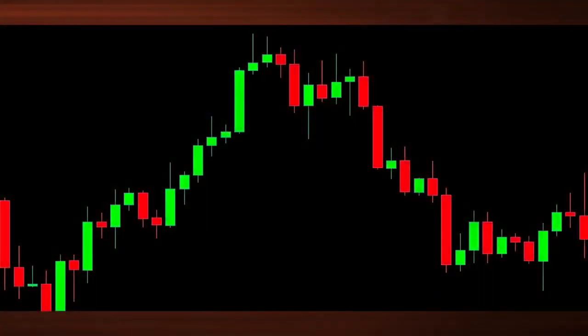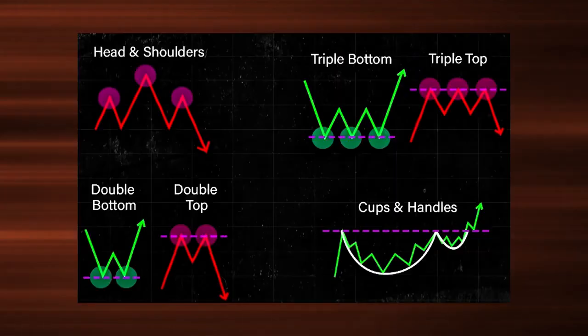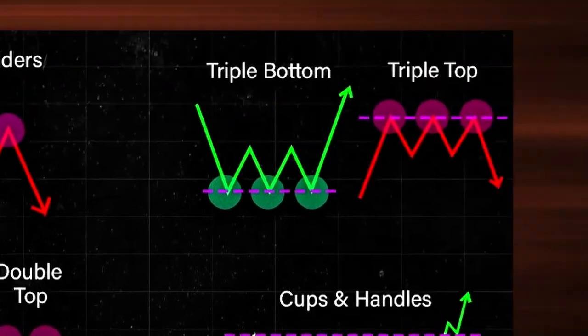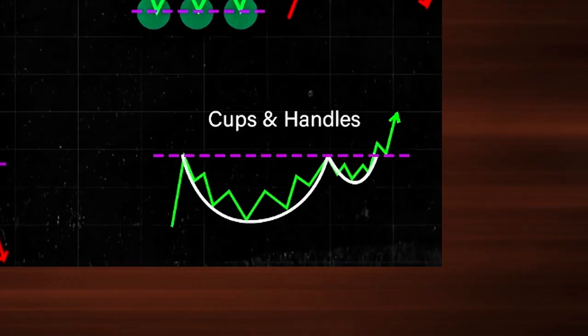Reversal patterns occur when prices move against the current trend and establish a counter trend. Traders may identify these patterns on a chart, which can help them anticipate reversals before they occur. Double tops and bottoms are the most famous reversal patterns. Triple bottoms and tops, cups and handles, and head and shoulders are others.